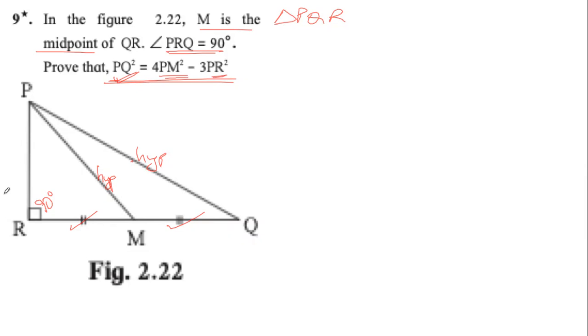Now we have to look at two triangles. One is triangle PQR, which is the bigger triangle. Second one is triangle PRM, which is the smaller triangle. Now, if we apply Pythagoras theorem to triangle PQR, then our hypotenuse, which is PQ square, will be equal to PR square plus QR square. Very simple.